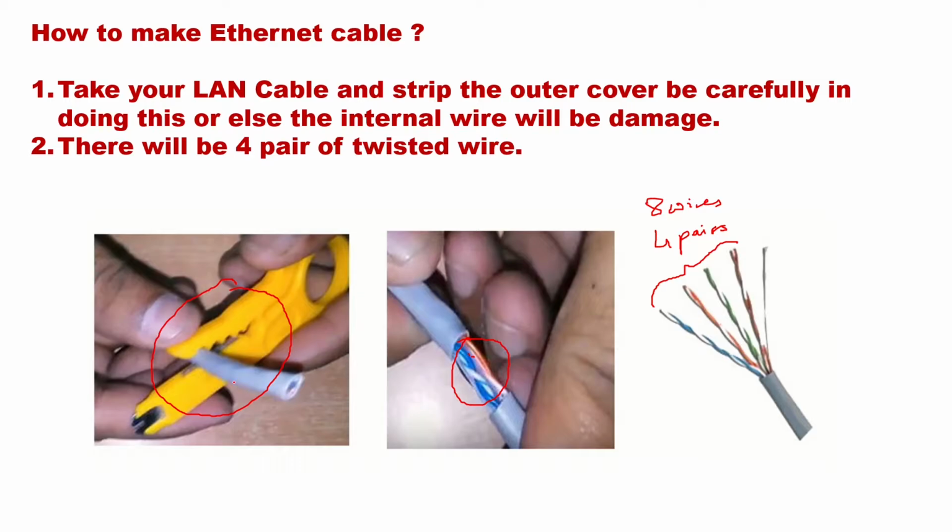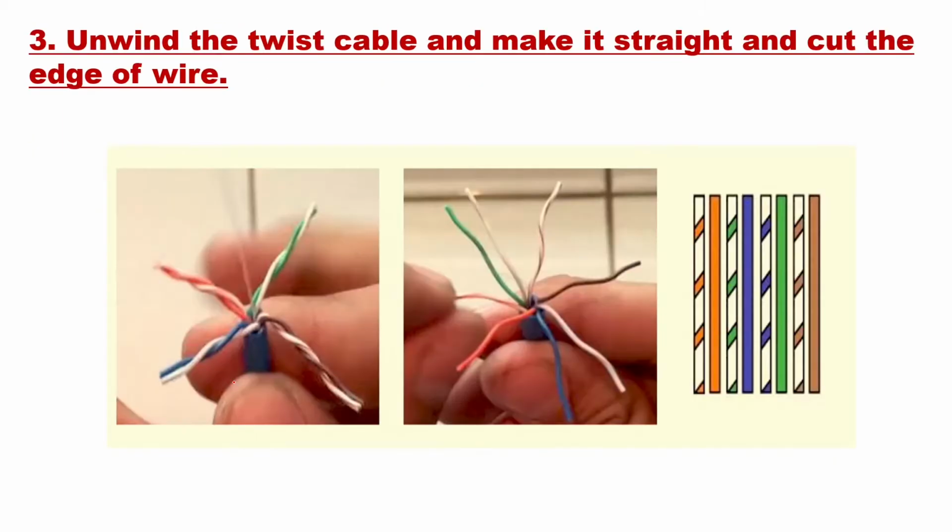You have to separate them so that, according to your requirement, whether you want to do straight cabling or cross cabling, you can arrange them according to the colors mentioned on the wires. Then we'll go to the third step. Unwind the twisted cable and make it straight and cut the edge of the wire. So here is what you get first: all the pairs. These are the 4 pairs you've got.